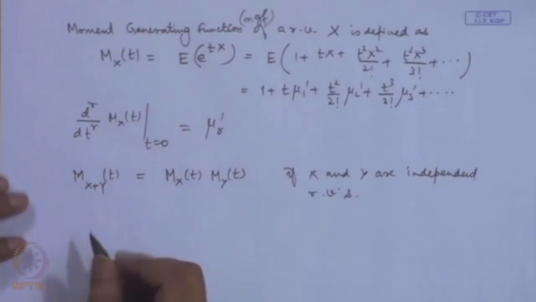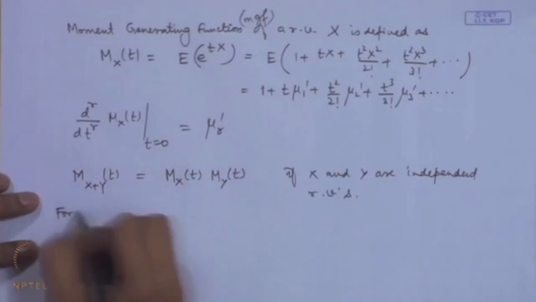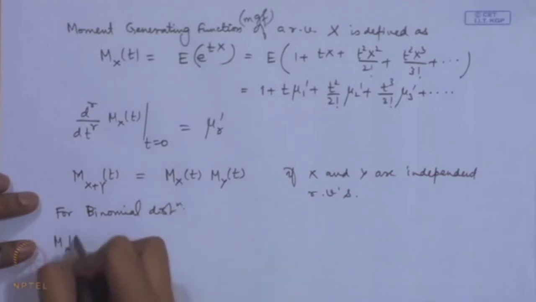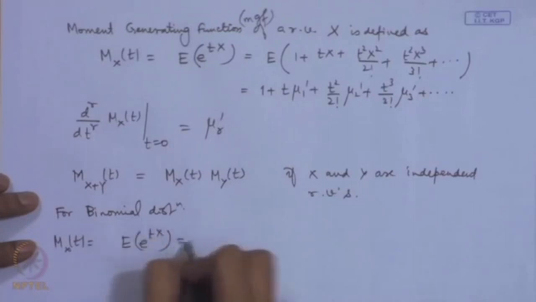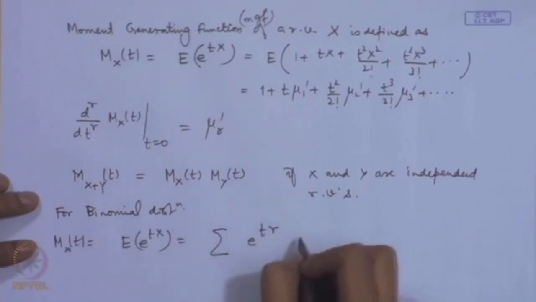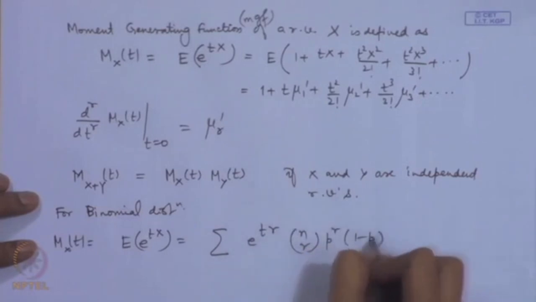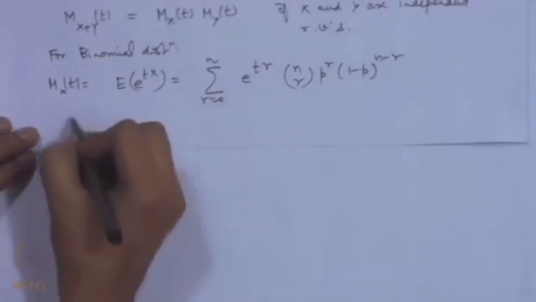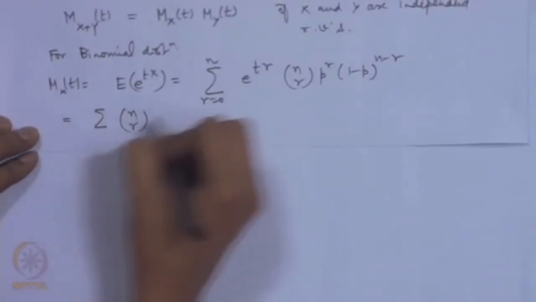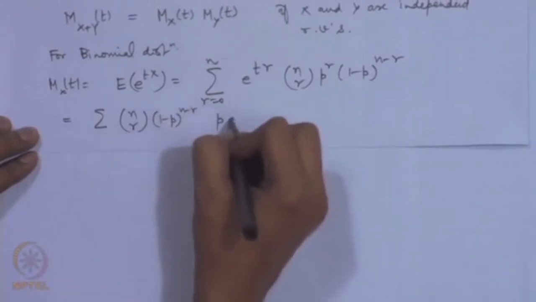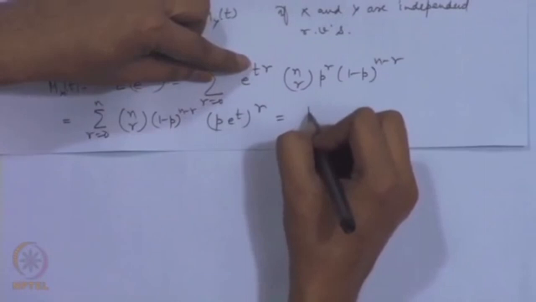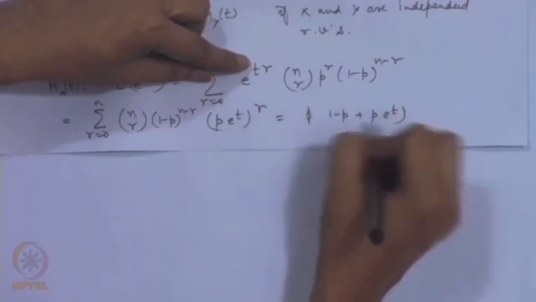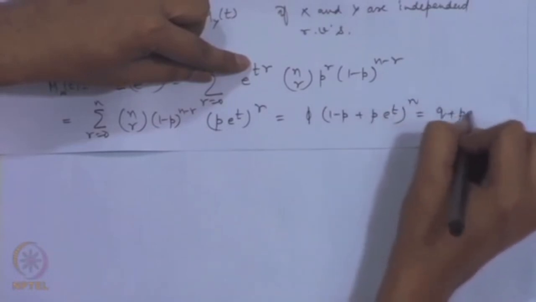Now, let us look at this in the context of the binomial distribution. For the binomial distribution, the moment generating function, that is equal to expectation e to the power t x, that is equal to sigma e to the power t r, n c r, p to the power r into (1 minus p) to the power n minus r, r is equal to 0 to n. This we can write as sigma n c r, (1 minus p) to the power n minus r, (p e to the power t) to the power r, r is equal to 0 to n, which is nothing but the expansion of (1 minus p plus p e to the power t) to the power n, that is (q plus p e to the power t) to the power n.